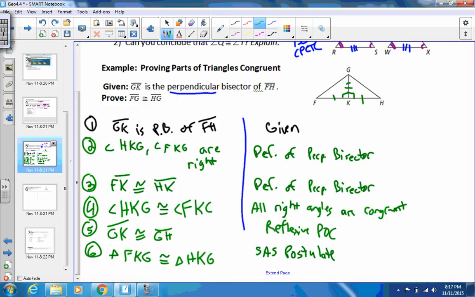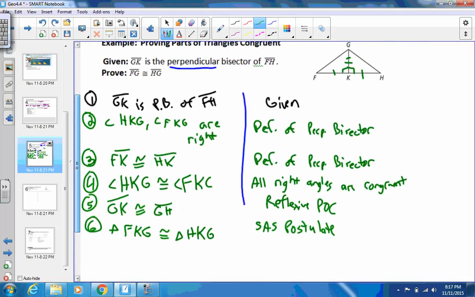So we proved the two triangles are congruent. But we have to prove that segment FG is congruent to segment HG. But very simply, there's only one extra step we have to do. We can say that segment FG is congruent to segment HG because corresponding parts of congruent triangles are congruent. CPCTC. So if those two triangles are congruent, then all their corresponding parts are also congruent. And there is our proof.